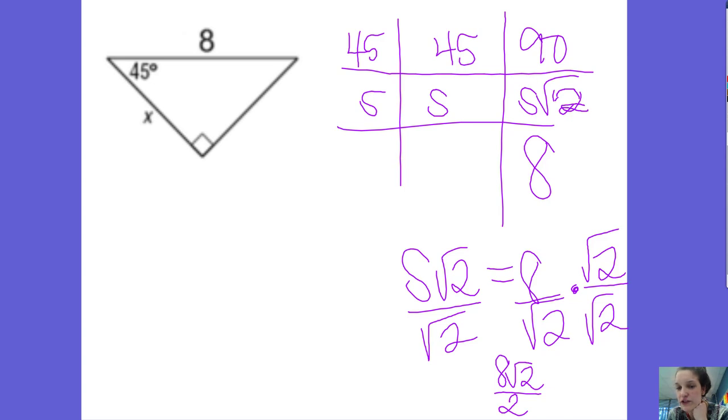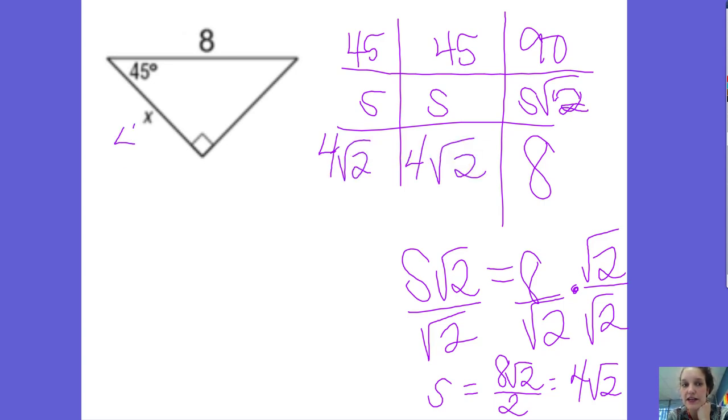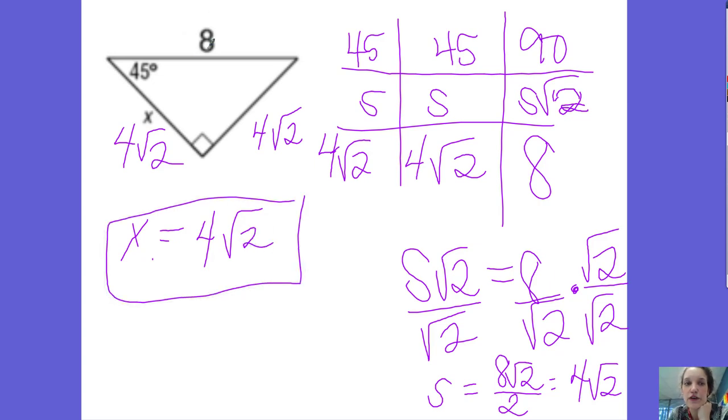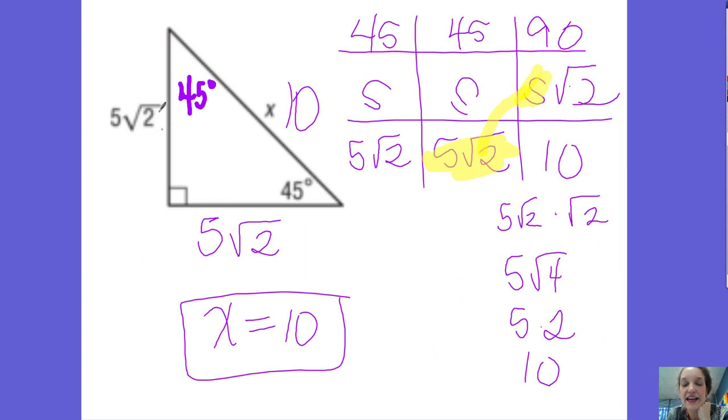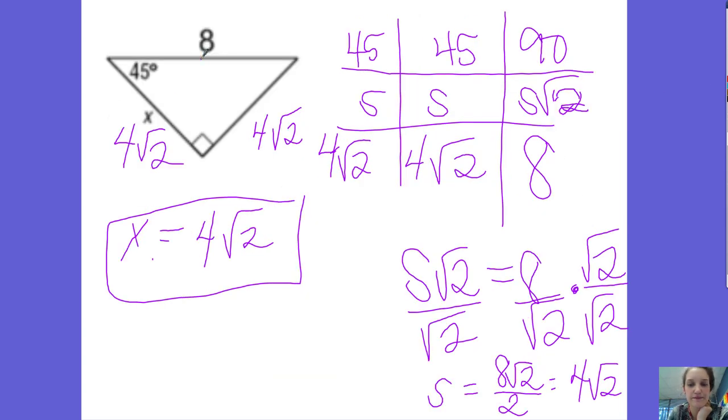And now I have 8 root 2 over 2, and that reduces, 8 over 2 is 4. So this is just 4 root 2. So that's my S. S is 4 root 2. So that means that this side is 4 root 2, and this side is 4 root 2. So those are my two legs of my right triangle. X is 4 root 2. So again, if you know the hypotenuse, you divide it by root 2. So I'm dividing it by root 2. If you know the leg, you're going to multiply it by root 2 to get the hypotenuse. So here I had to divide by root 2 to get the leg.